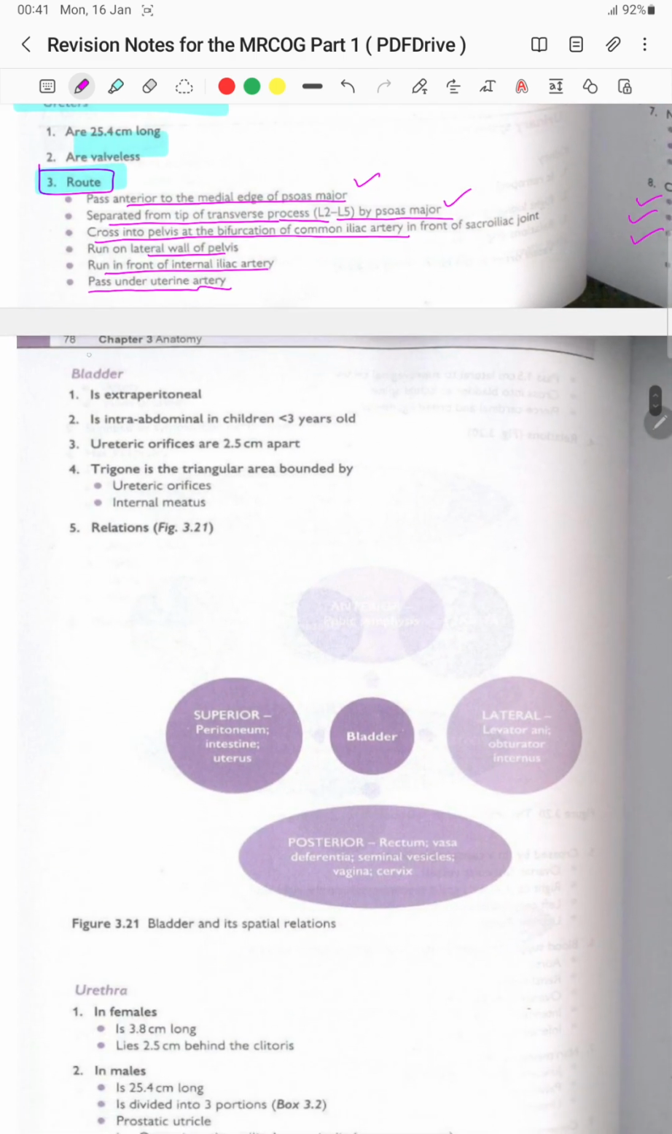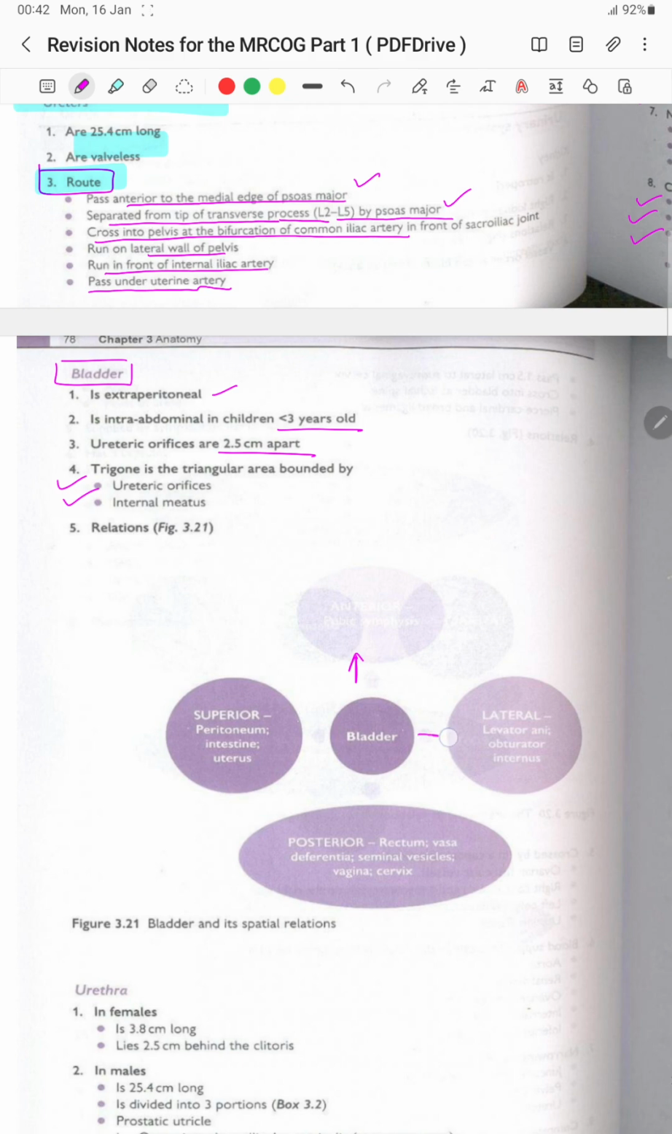Then let's move to the bladder. The bladder is extraperitoneal, and is intra-abdominal in children less than 3 years. The ureteric orifices are 2.5 centimeter apart, and the trigone is a triangular area which is bounded by the ureteric orifices and the internal meatus. So the relation on the anterior side, there is the pubic symphysis.